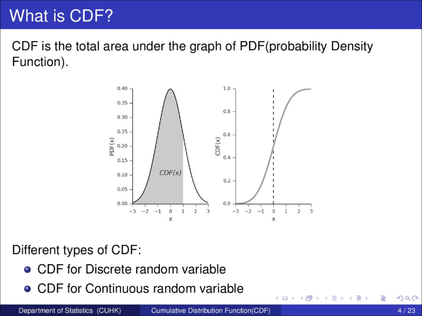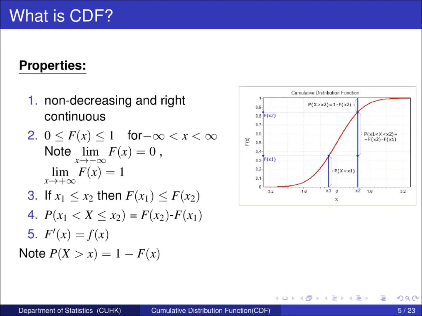There are two types of CDF. They are the CDF for discrete random variable and for the continuous random variable. Then move on to talk about the properties of the CDF. There are a total of 6 properties of the CDF. First, CDF is a non-decreasing function and right continuous, just like the graph on the right.